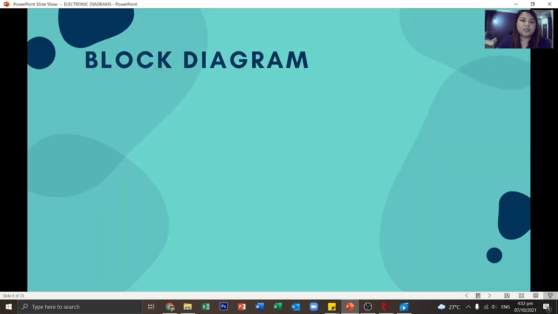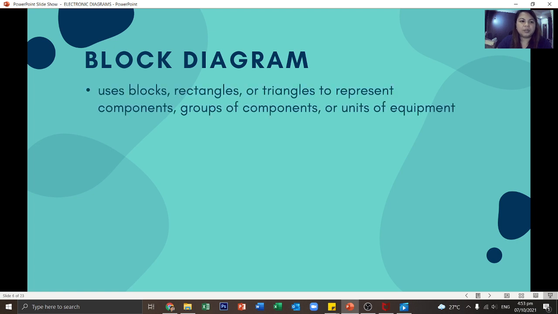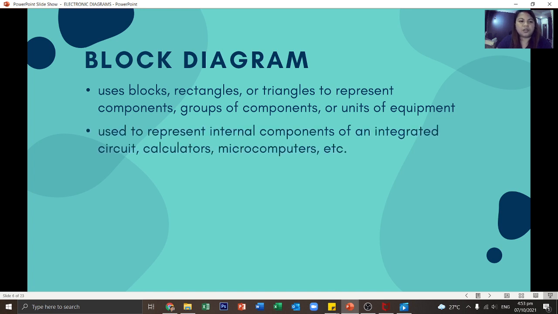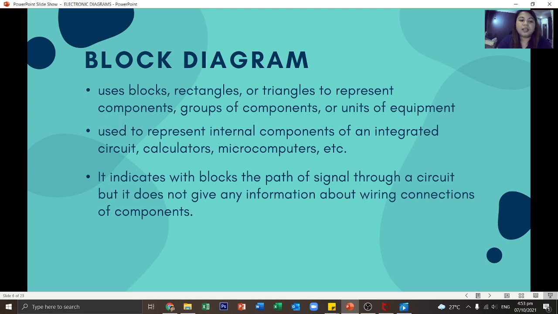First, we discuss the block diagram. When we say blocks, what can we see in the block diagram? They use blocks, rectangles or triangles to represent components, groups of components, or units of equipment. They are used to represent internal components of an integrated circuit, calculators, or microcomputers. It indicates with blocks the path of signal through the circuit, but it does not give any information about the wiring connection of the components.